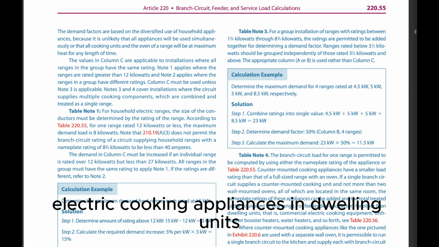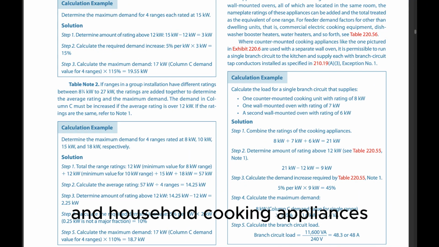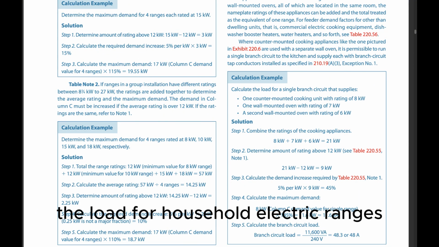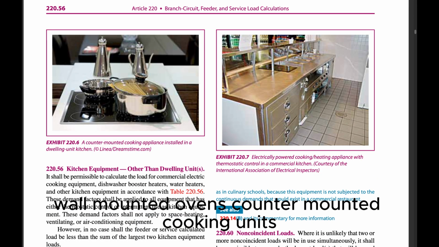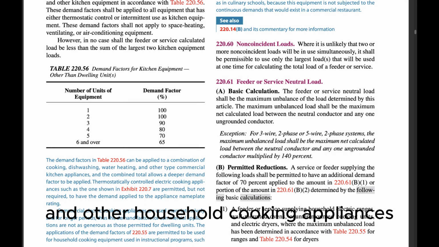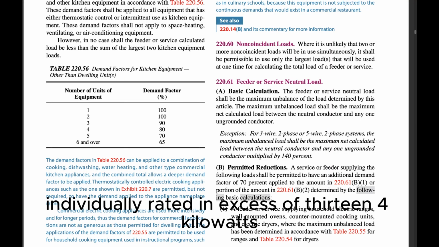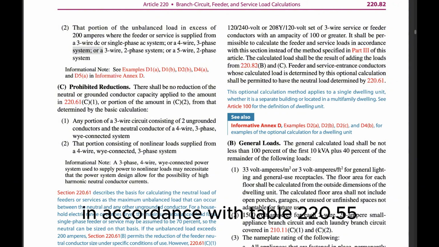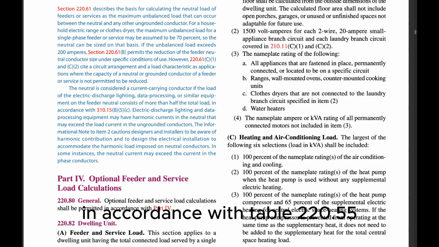220.55 Electric cooking appliances in dwelling units and household cooking appliances used in instructional programs. The load for household electric ranges, wall-mounted ovens, counter-mounted cooking units, and other household cooking appliances individually rated in excess of 1¾ kilowatts shall be permitted to be calculated in accordance with Table 220.55.